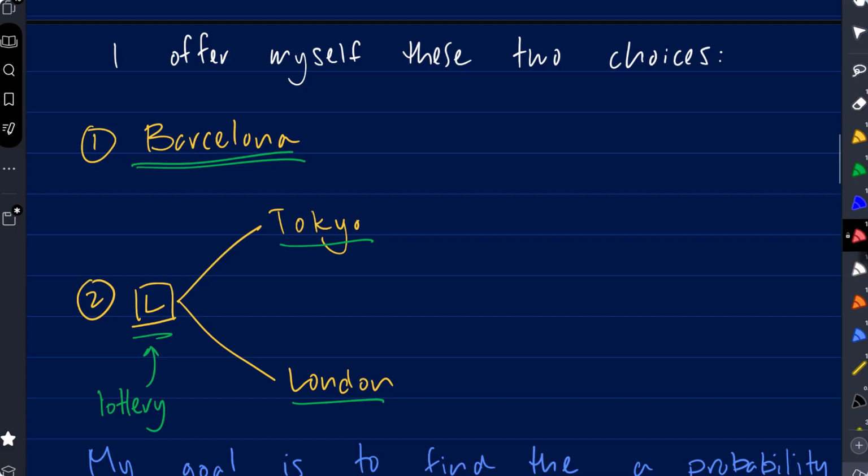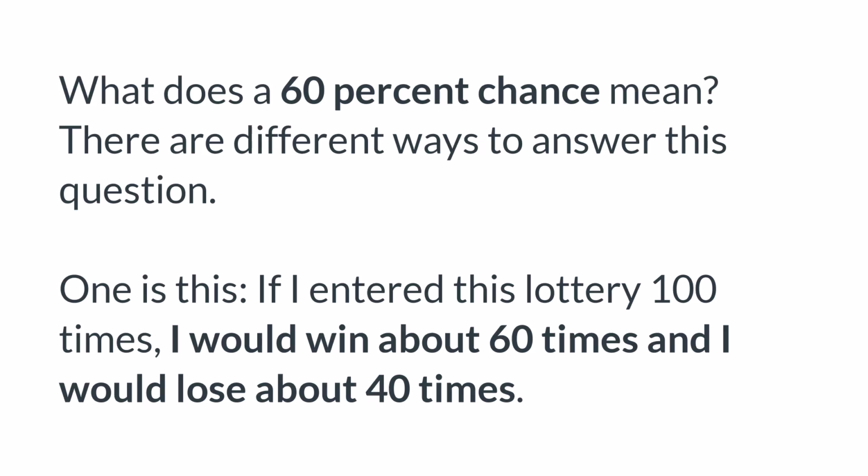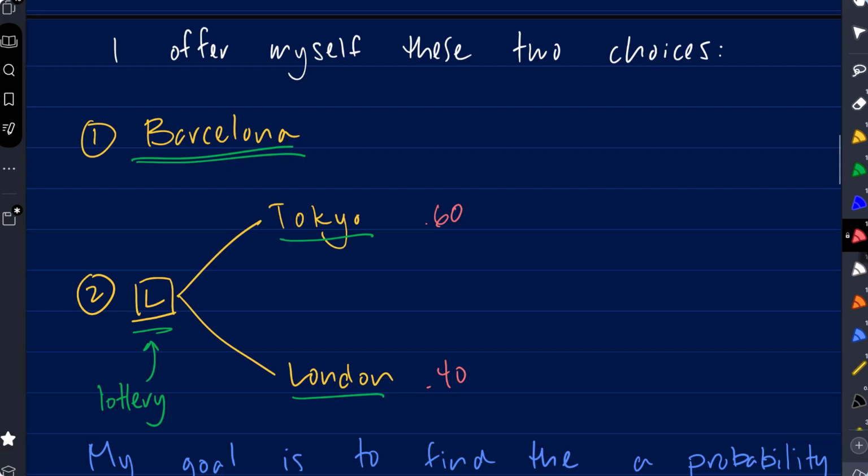But for me, and I already thought about this, if the lottery had a 60% chance of giving me Tokyo and a 40% chance of giving me London, so I have a 60% chance of winning or a 40% chance of losing, if those were the odds, then I would just take option one. I would just take the trip to Barcelona.